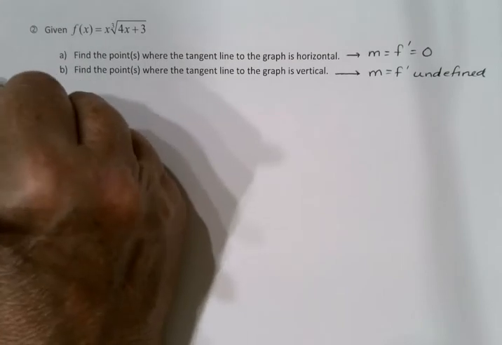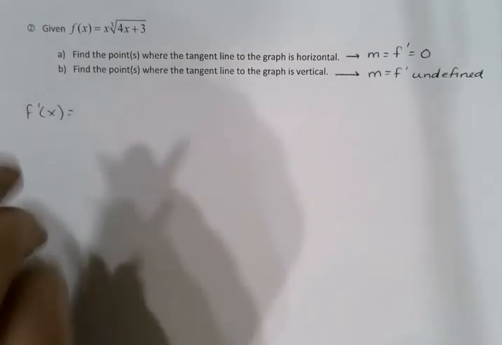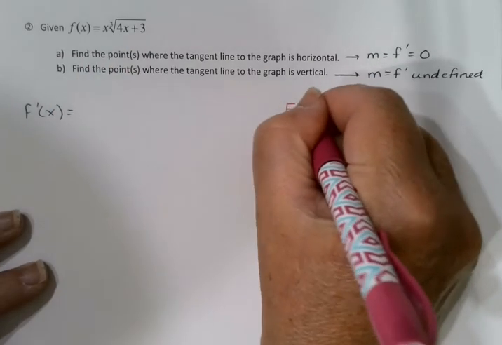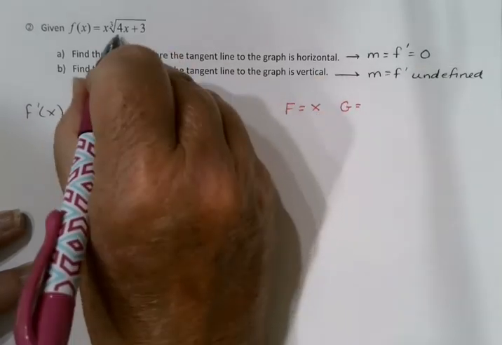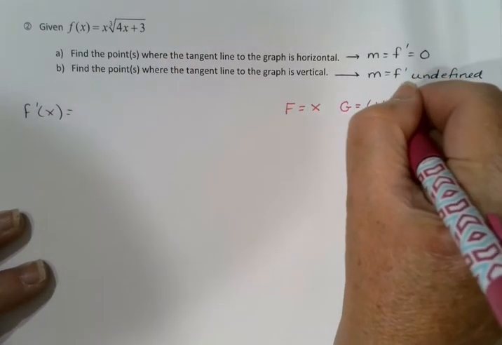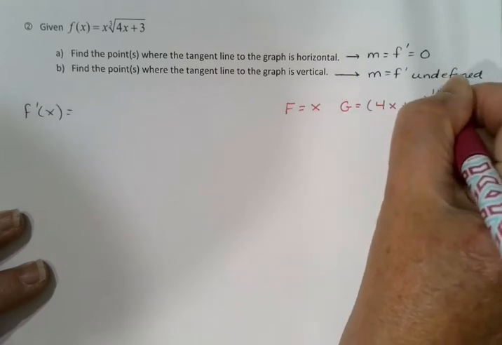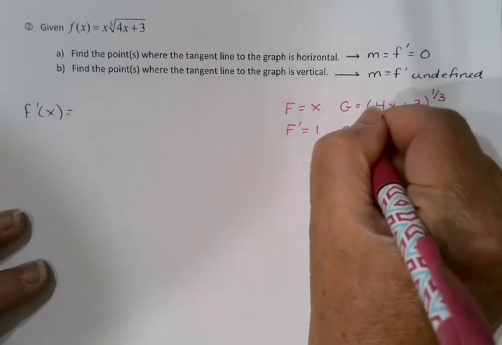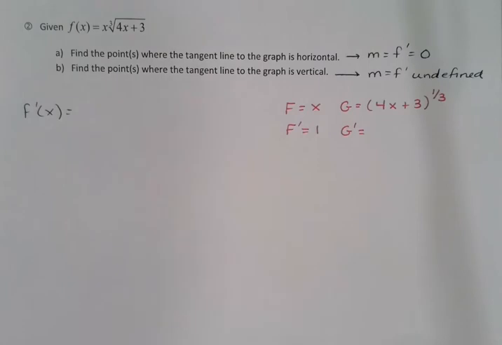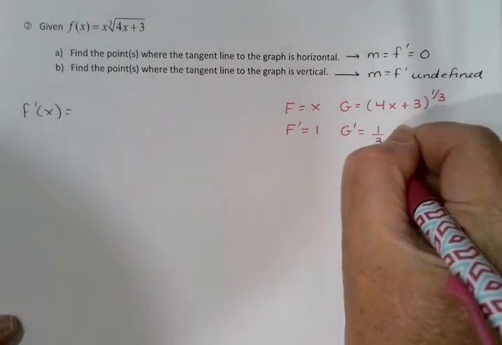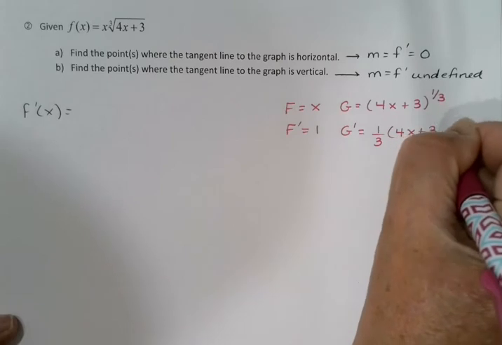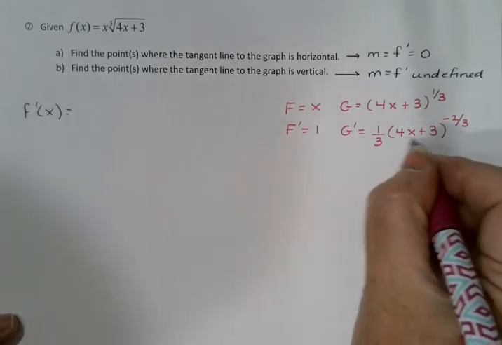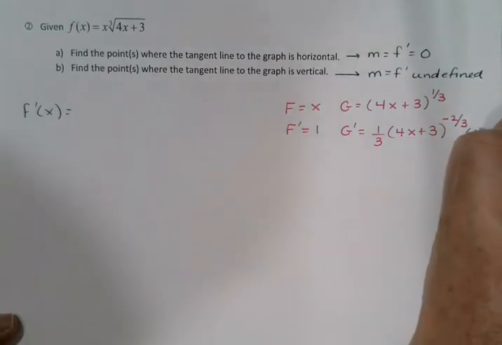I'm definitely seeing a product rule. So let's write that out first. f would be x. And g is going to be that cube root, which I'll write as (4x plus 3) to the 1/3. f prime will just be 1. And when I go to do g prime, I'm going to watch for this chain rule. We have our 1/3 times (4x plus 3) to the negative 2/3, power rule, and then multiply by the derivative of the inner function, which would be 4.